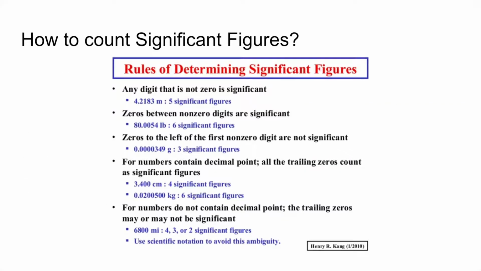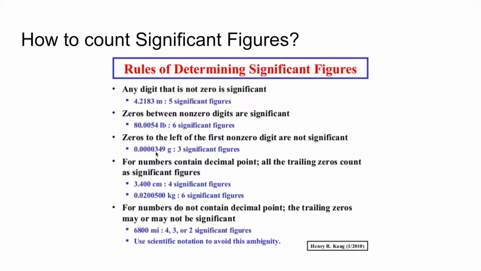So just a review. How to count significant figures. These are the rules. In case you forget during the lab, I also have it here. I have to print it again for you. But anyway, just to review, any digit that is not a 0 is significant. So this is 5. This is 1, 2, 3, 4, 5, 6. Zeros in between non-zeros are significant. But zeros preceding a number in the decimal place are not significant. So 1, 2, 3 only.